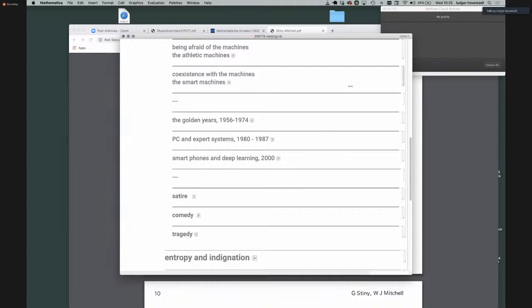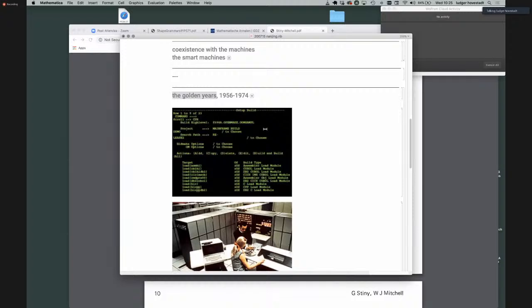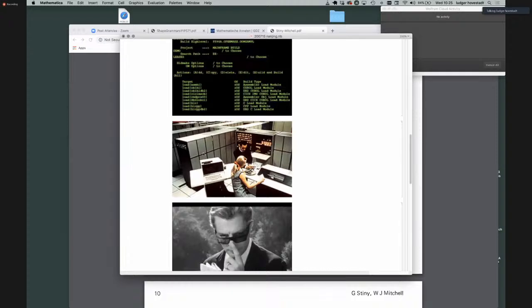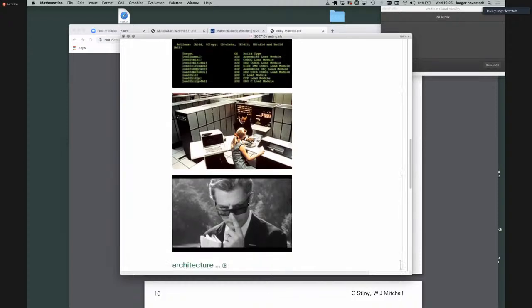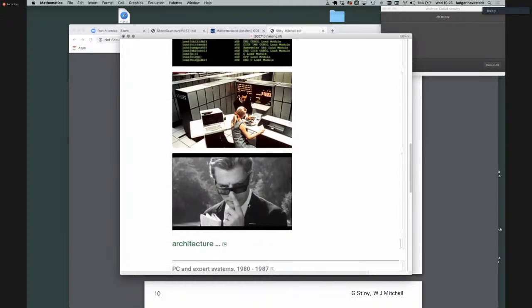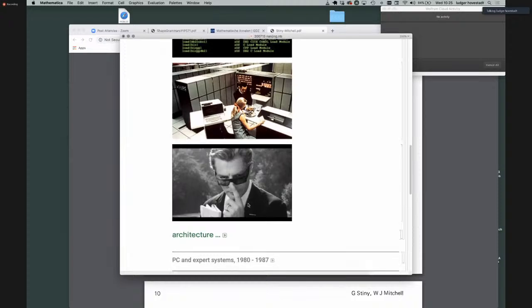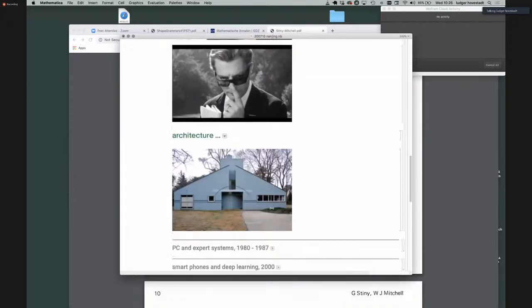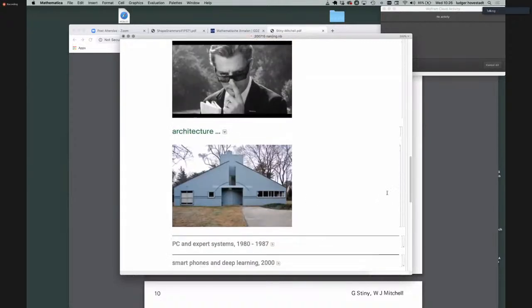If we look at the history of computing and AI, we have three different phases. We call it the golden years, from 56 to 74. And we see these kind of interfaces, these kind of role play, and how to use it, environment. These are the aliens, existentialistic, so we call that existentialistic. We have Sartre and so on. And we look at the movies for that. And this is the architecture, Venturi. Alienating.